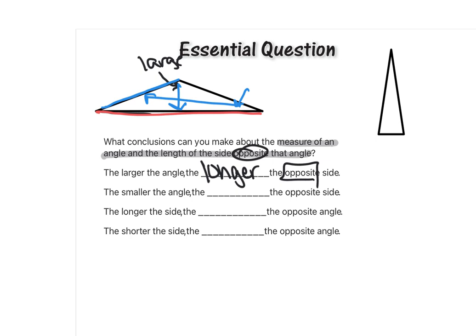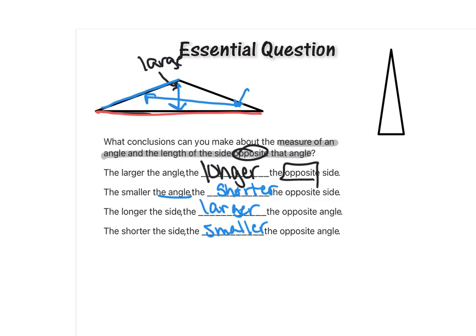Okay, so the larger the angle, the longer the opposite side. The smaller the angle, the shorter the side that's opposite of it. The longer the side, the larger the opposite angle is, and the shorter the side, the smaller the opposite angle actually is. And again, just remembering how we find opposite sides and angles.